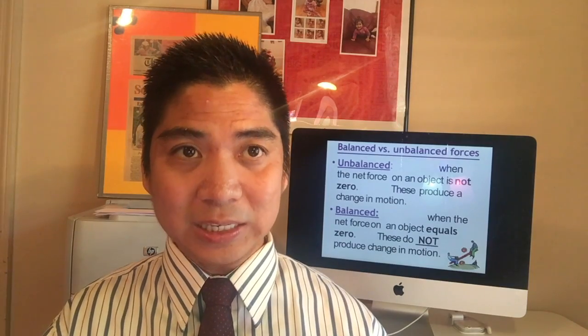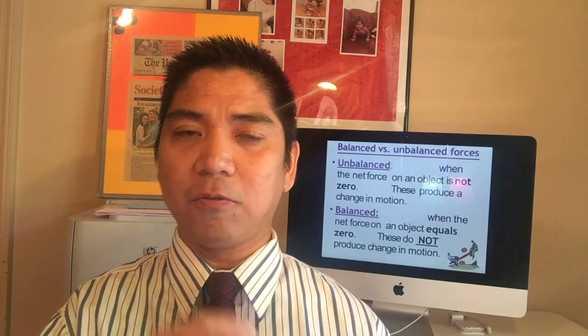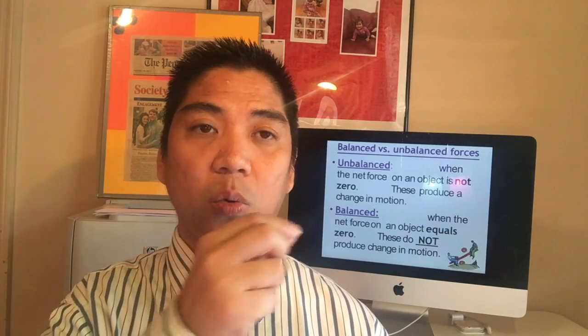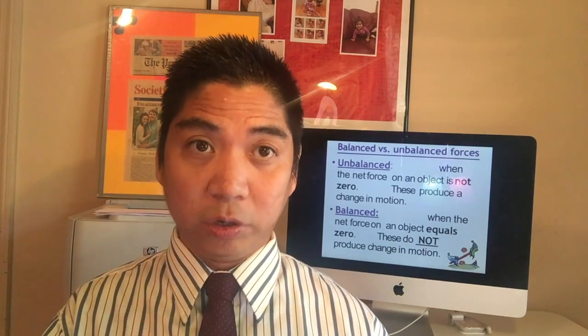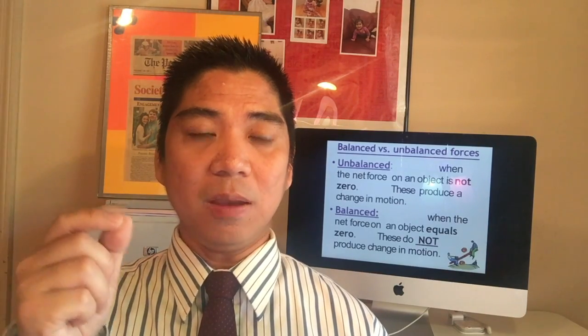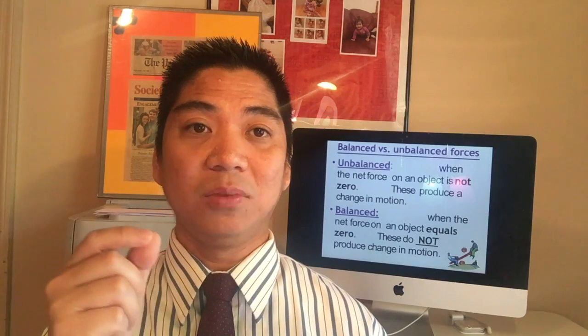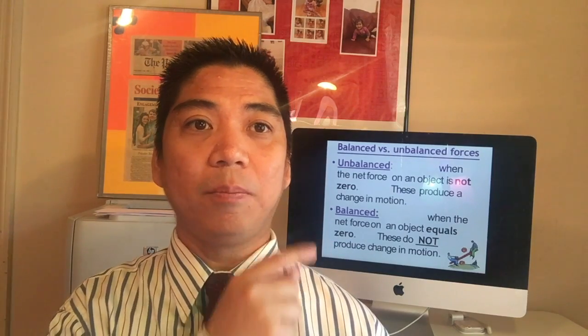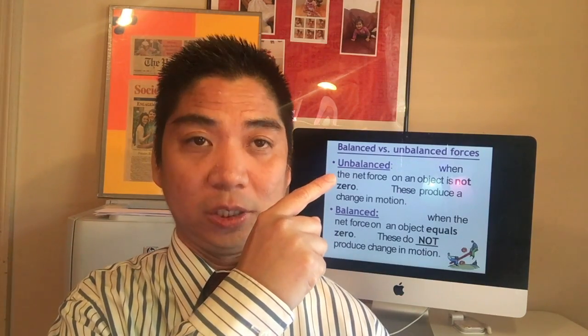So that is an example of balanced force. What are we supposed to do if I am pushing this object towards the opposite direction? In order for us to get the net force, we have to subtract. So 50 minus 25 is 25 newtons. That is an example of unbalanced force.